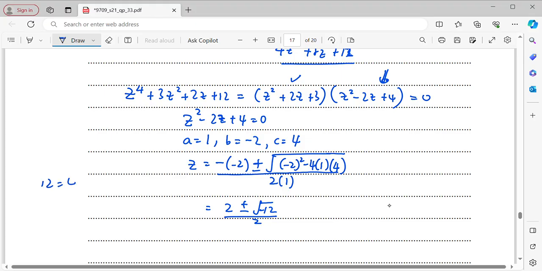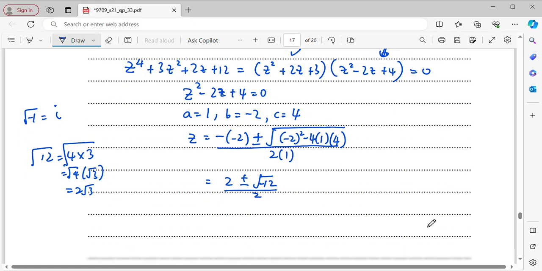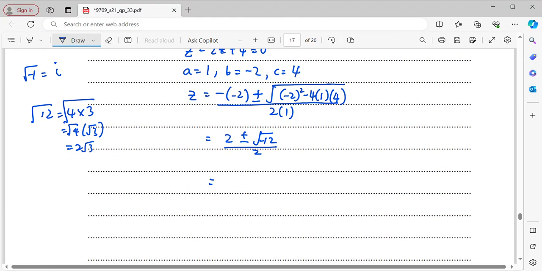Okay, 12 is 4 times 3. So when you take the square root, it will be same as square root 4 times square root 3, which is 2 square root 3. But we have a negative, so square root of negative 1 is i. That means I will be getting complex roots. So it will be 2 plus minus 2 square root 3i divided by 2. Then that will be 1 plus minus square root 3i.